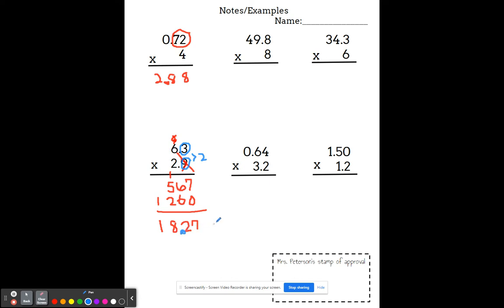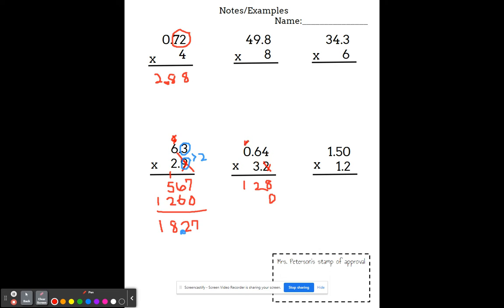Let's just do one more, and then you're going to be responsible for finishing the last 3. So 0.64 times 3.2. We're going to start right here with 2 times 4, that's 8. 2 times 6, that's 12. Whoops, and then 2 times 0 is 0 plus 1 is 1. I'm done with the 2. I'm going to put a filler 0 and start again.